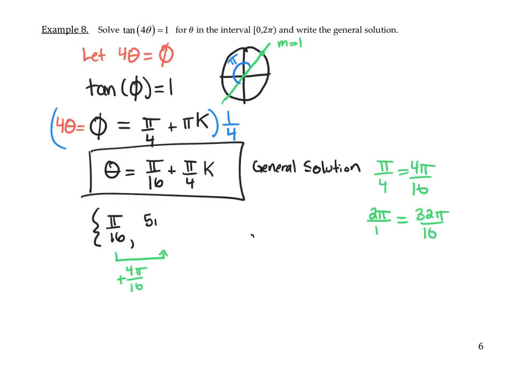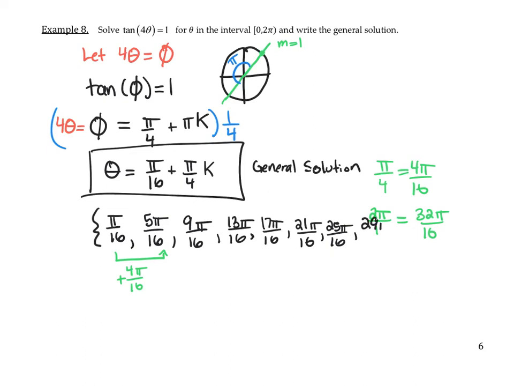So I'm going to add 4 pi over 16, I get 5 pi over 16. I'm going to keep on adding 4 pi over 16. So 9 pi over 16, 13 pi over 16, 17 pi over 16. Well, how am I going to know when to stop? I'm almost done. 25 pi over 16, and my last one, 29 pi over 16.